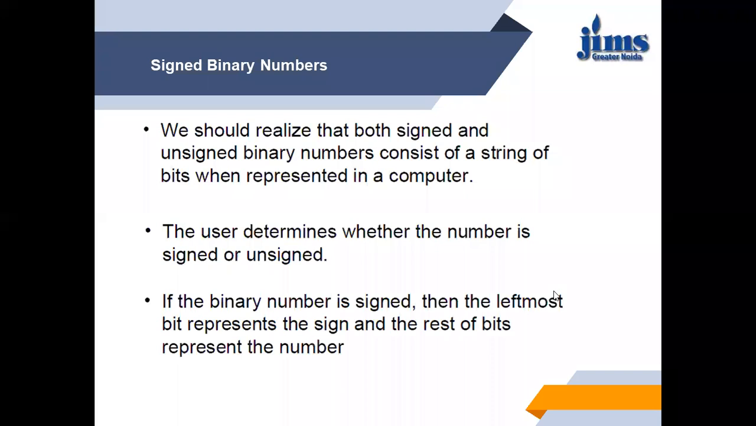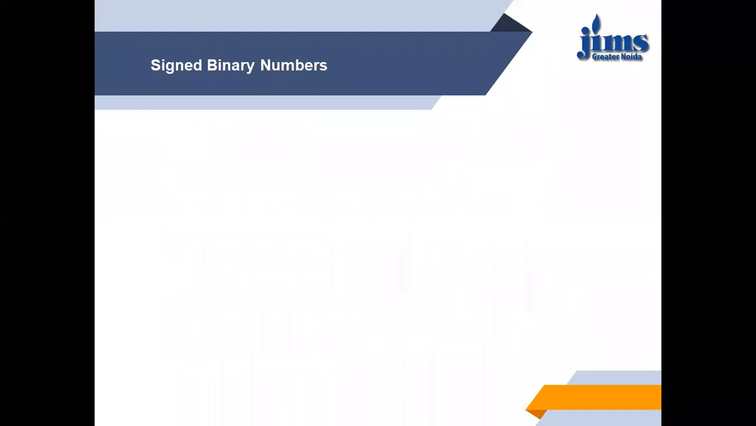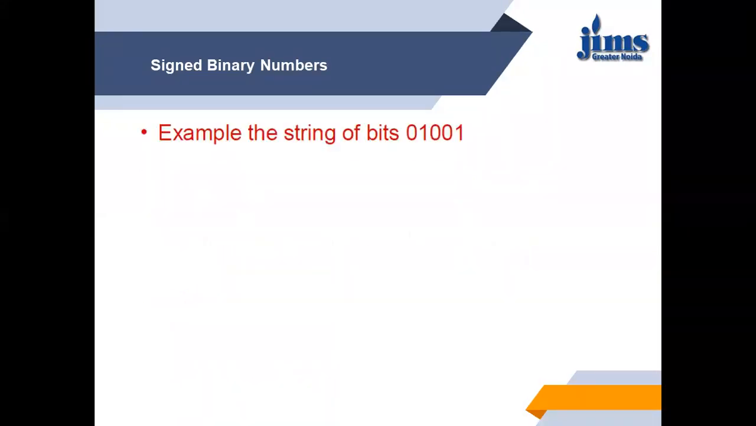Now, if the binary number is signed, then the leftmost bit represents the sign, and the rest of the bits represent the number. That is our representation model for signed binary numbers. Now take an example of bits: 0, 1, 0, 0, 1. That is a number. I hope all of you can convert this number into a decimal number. What is its exact value?